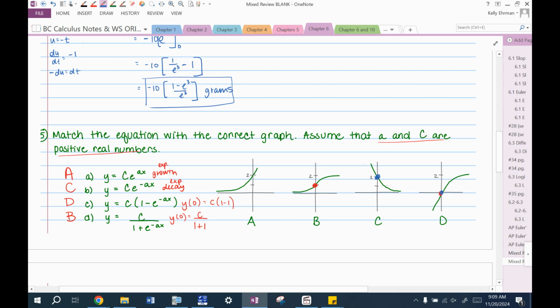So y-intercepts are when you plug in 0 for x. If you do that, you get c times 1 minus e to the 0. So c times 1 minus 1, which is equal to 0. The other one, you would get c over 1 plus e to the 0, 1 plus 1. So you would get c over 2, which could be 2, depending on what c is.